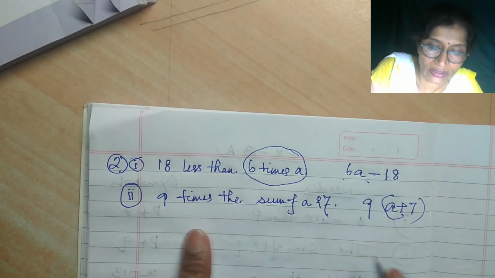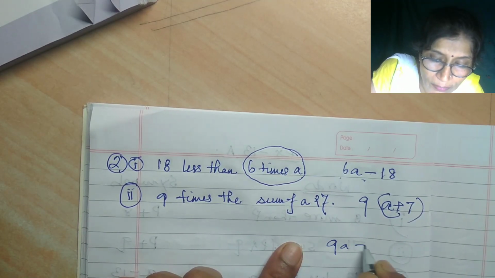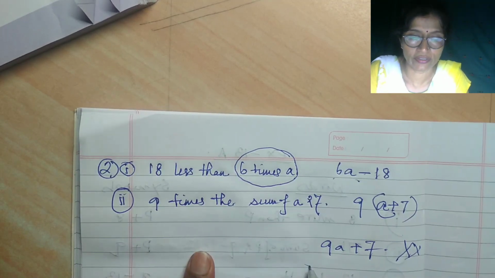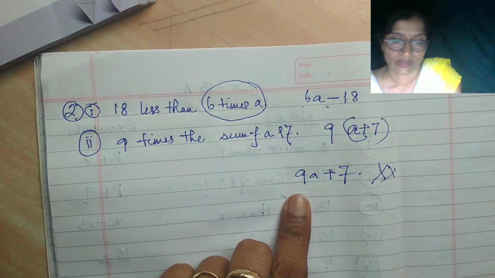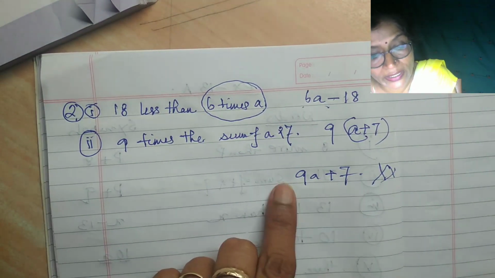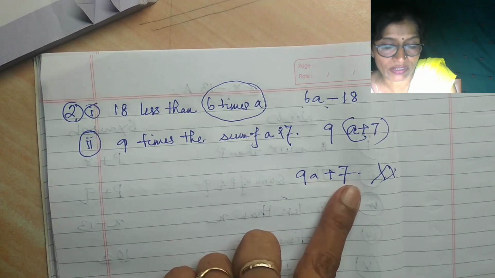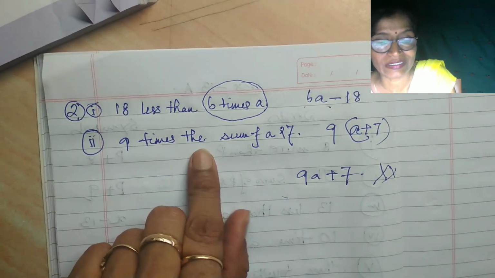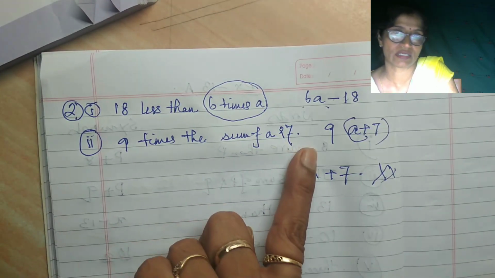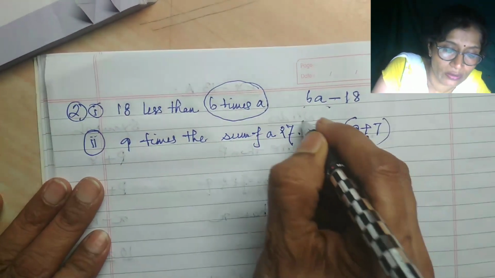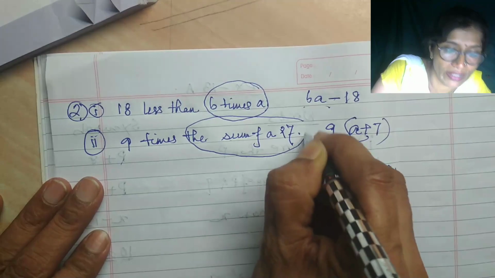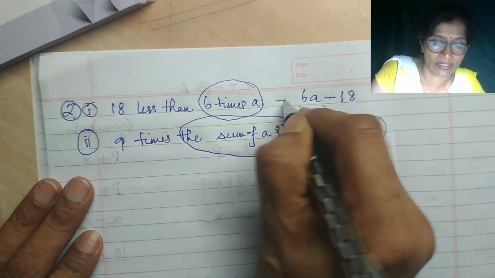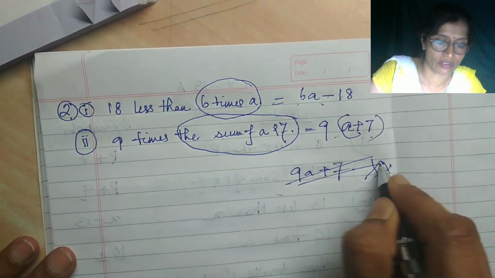Suppose I am writing here in this way, 9A plus 7. This is wrong. Why? Because this indicates 7 is added to 9 times of A. But it is saying 9 times the sum of A and 7. 9 times of what? The sum of A and 7. So first I will write A plus 7 and then multiply by 9.